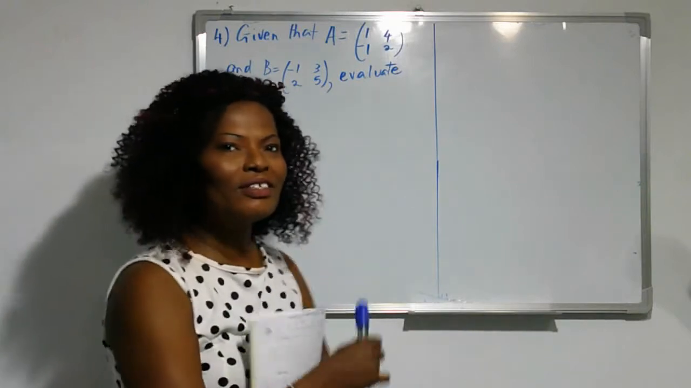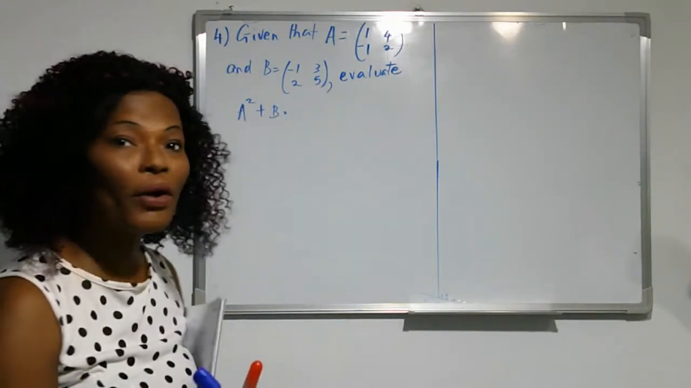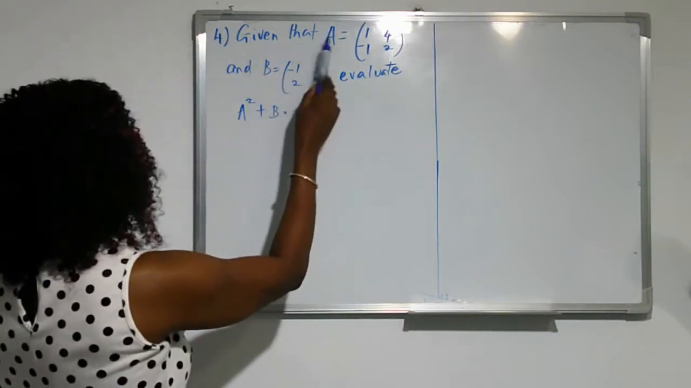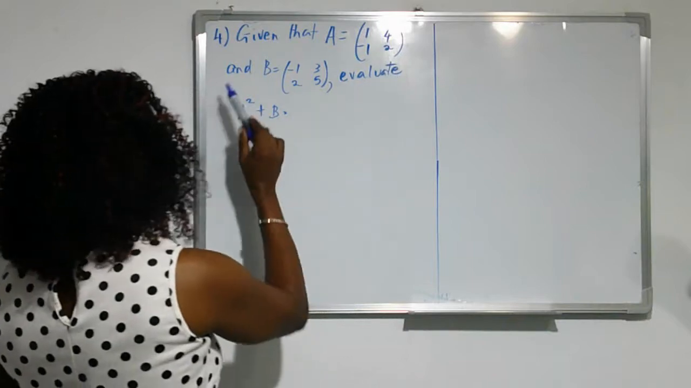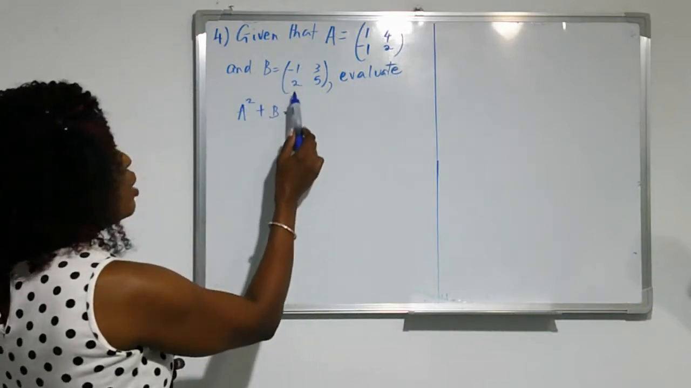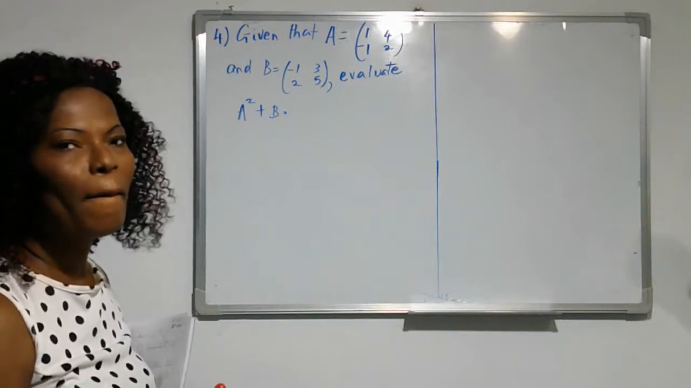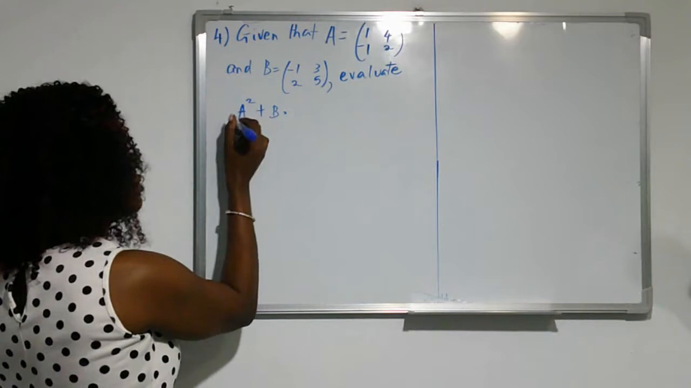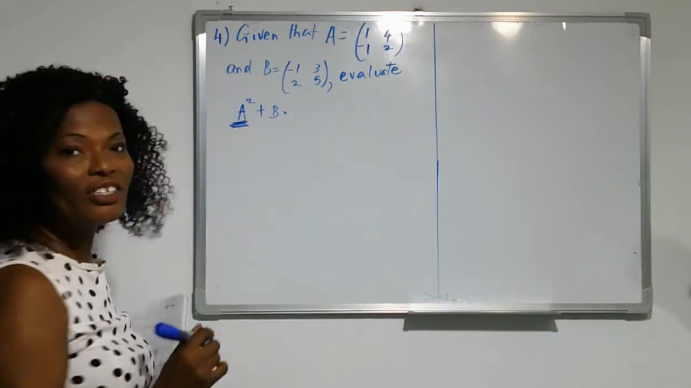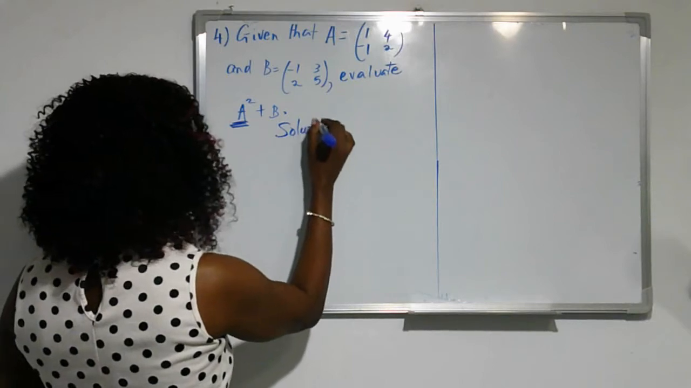Okay, so let's now start again. We are at number 4. Given that A equals 1, negative 1, 4, 2, and B equals negative 1, 2, 3, 5, evaluate A squared plus B. So we have to first tackle what A squared means. So let me write the solution.